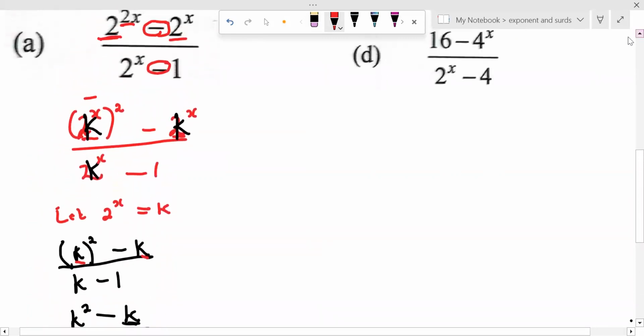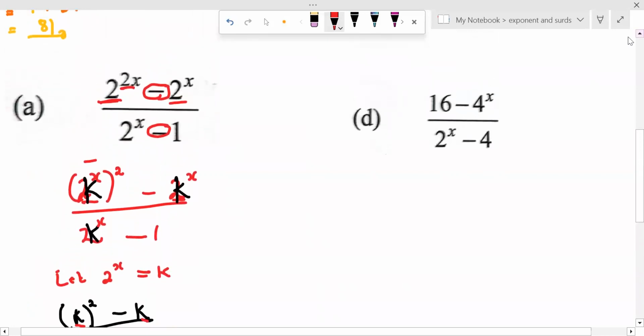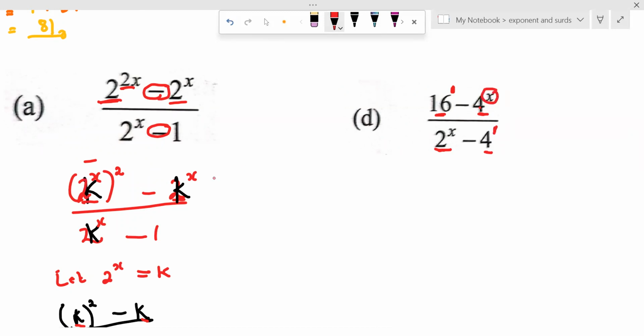If we look at number D, the first thing that you have to see with number D is that you have 2 to the power of x, which is a prime base. And then here you have 4 to the power of x, you have 16. Now, because this one is to the power of 1, we won't change, but the 4 will change. So we change something that has an index with a variable. Makes sense for us to change that one. So we'll have 16 minus, open bracket, 2 to the power of 2 multiplied by x.